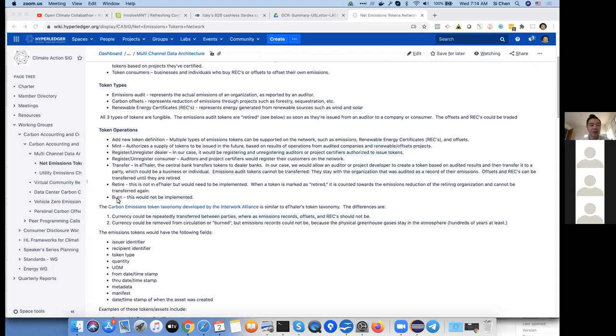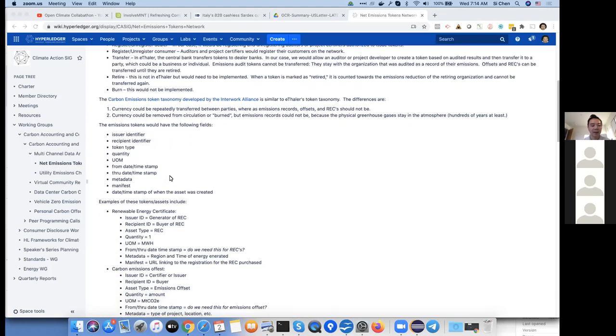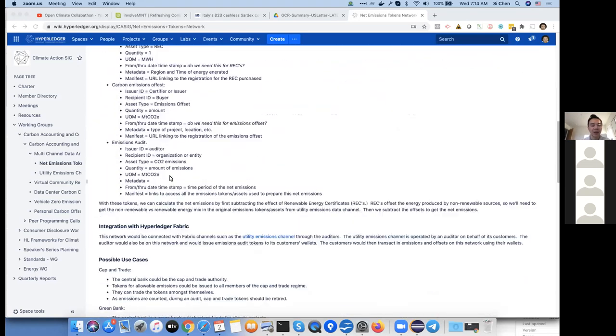And finally, what's different here is that with a currency you have this concept of burn, where currency is removed from circulation. This unfortunately doesn't happen with emissions. They don't get removed from the atmosphere very easily. But there is a similar concept called retire. When a token is retired, that means it's permanently counted towards your emissions total and it can't be transferred to anybody else. So basically we have a set of operations and a set of players that are very similar to what you have in your central bank digital currency. And I go through some examples of what the fields are.